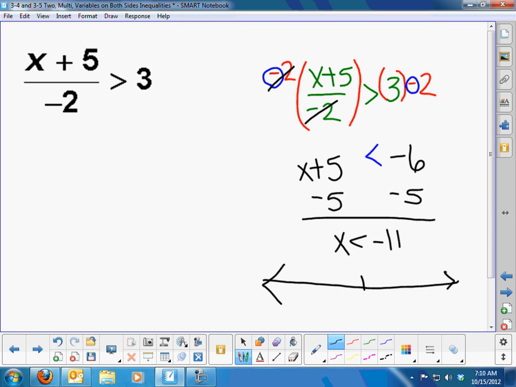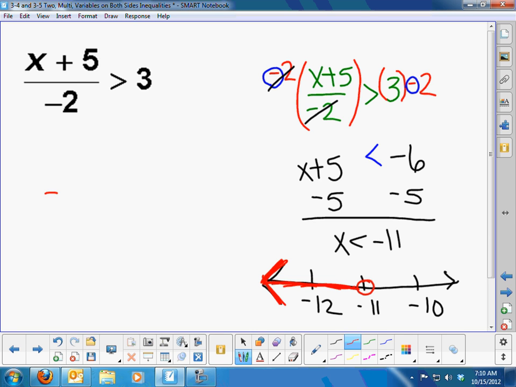I need to graph that solution on my number line. Am I going to have an open or closed dot? Open, because it's just strictly less than. It's not less than or equal to. So would negative 11 make that true? No, negative 11 is not a solution. However, let's make sure negative 12 is.